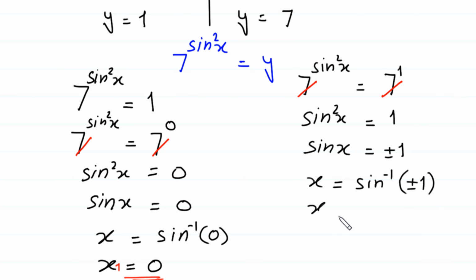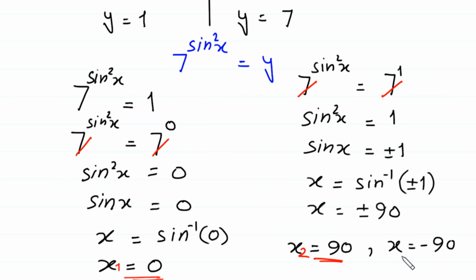Next, x is equal to, sine inverse of plus minus 1 is equal to plus minus 90. From here, x is equal to positive 90 and x is equal to negative 90. This is the second value of x and this is the third value of x.